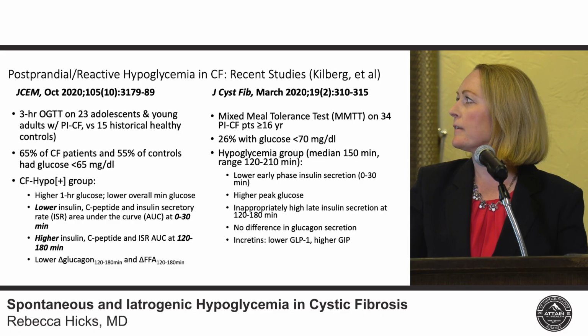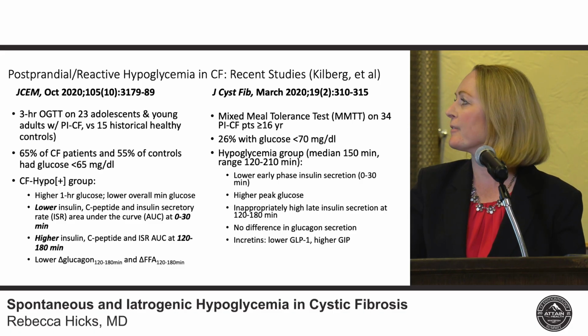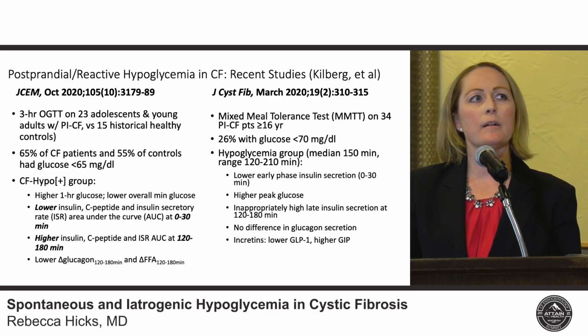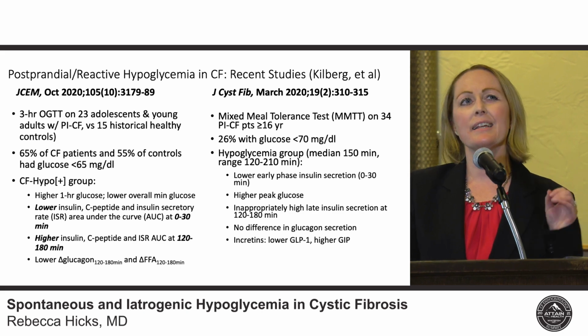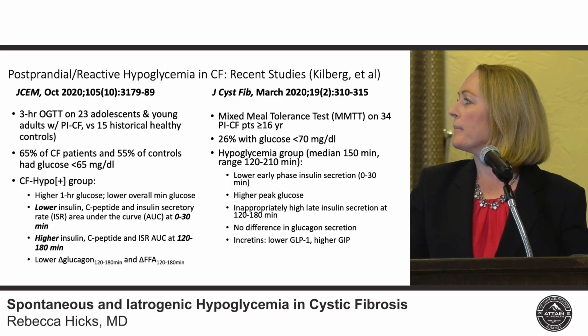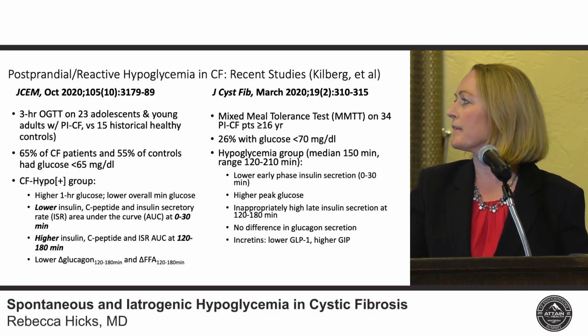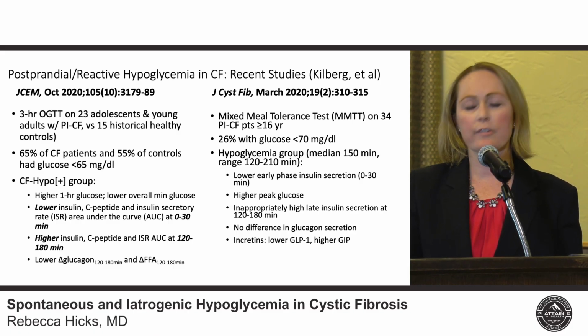And then in the mixed meal tolerance test, that was only in the CF patients with pancreatic insufficiency, and 26% of them had a glucose under 70, which you could argue is that significant or not, but that was what they used for the study. In the hypoglycemia group, it tended to occur at about 150 minutes into the study. And they had lower early phase insulin secretion, a higher peak glucose, and a high late insulin secretion that was inappropriate relative to the glucose level at that time. But in the incretins, there was lower GLP-1 but higher GIP, so it was inconsistent with the previous study. There was no difference in glucagon secretion.